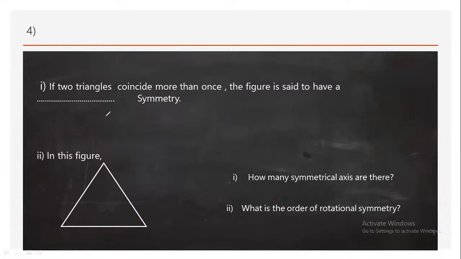If a figure coincides with itself more than once when rotated, the figure is said to have rotational symmetry. In the figure, how many symmetrical axes are there? You can show the symmetrical axes: 1, 2, 3. So how many axes are there? 3.